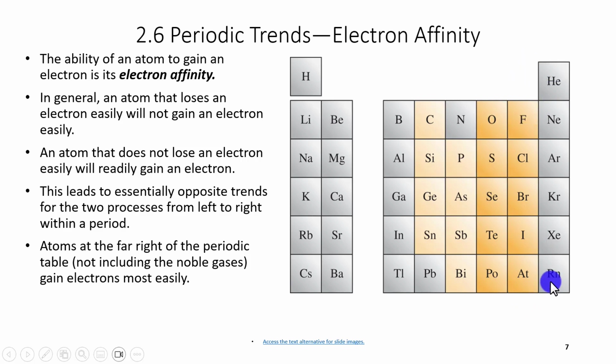So excepting the noble gases, because they do have a full shell, those elements in the far right, so group 7 or 17, depending on how you look at the periodic table, the halogens, have the highest electron affinities.